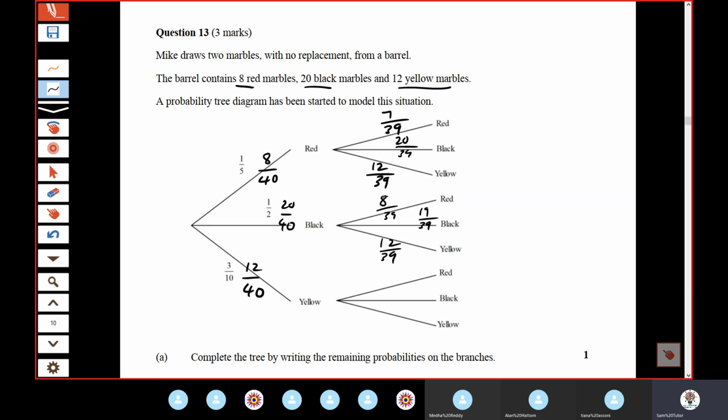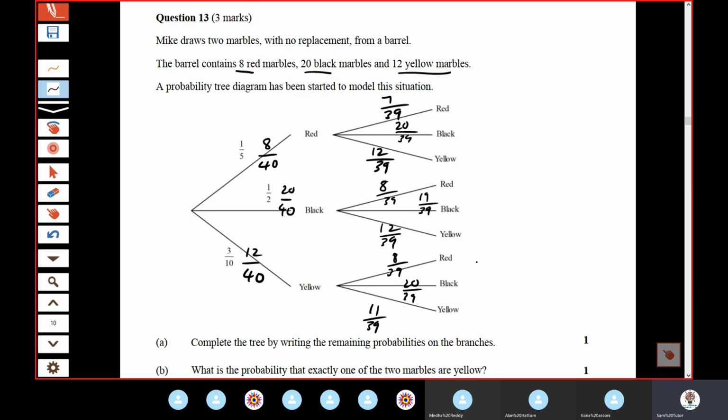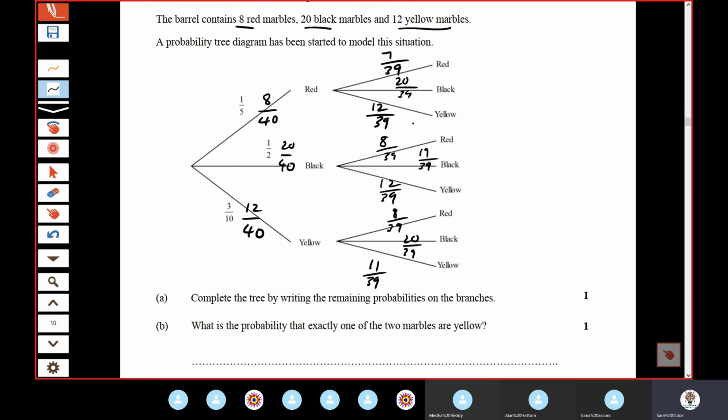If you've done it right, if you add your numerators, it's got to equal 39. Same as up here. Yellow, there'll be 11 out of 39. This will be 20 out of 39. This will be 8 out of 39. Anyone have any questions about how I did that tree diagram there?